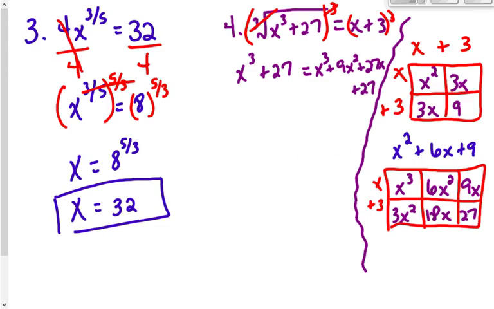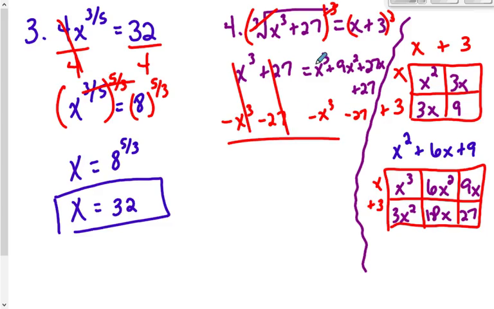Alright, so now let's move everything to one side. Subtract x cubed, subtract 27 on both sides. Cancel on the left, and it cancels on the right. So you have 0 equals 9x squared plus 27x. Bless you. What do I do now?